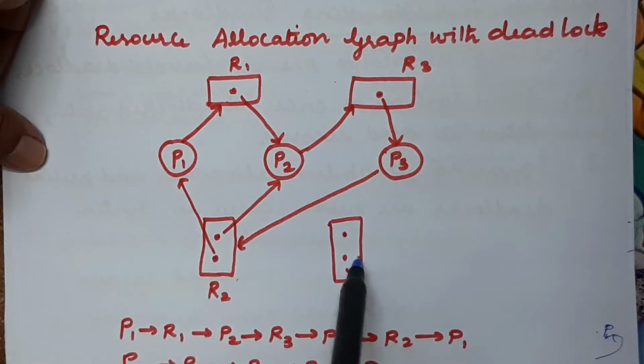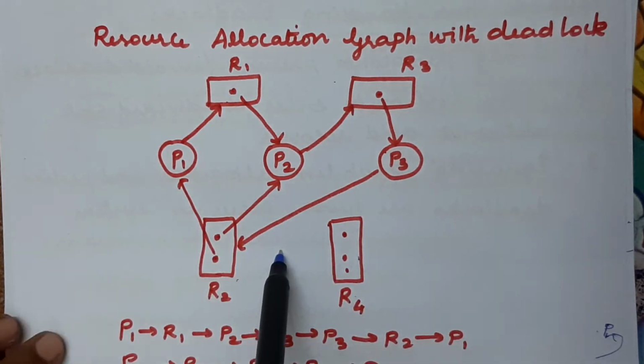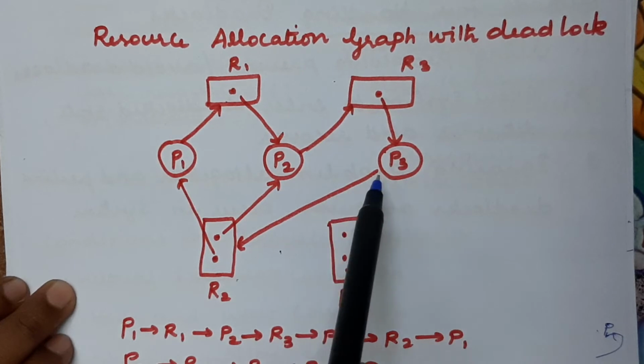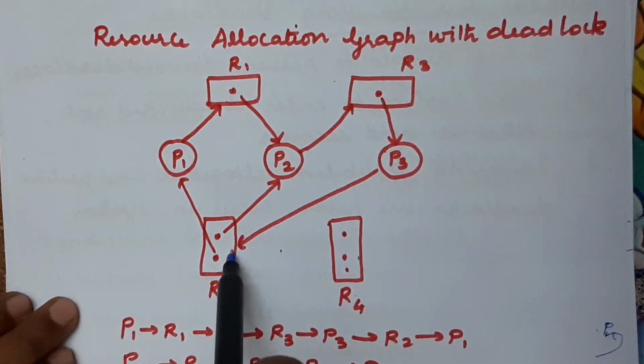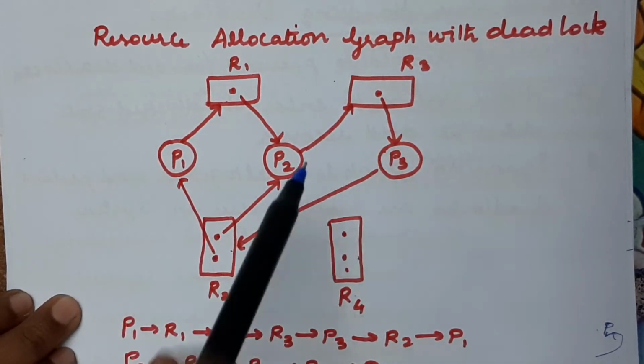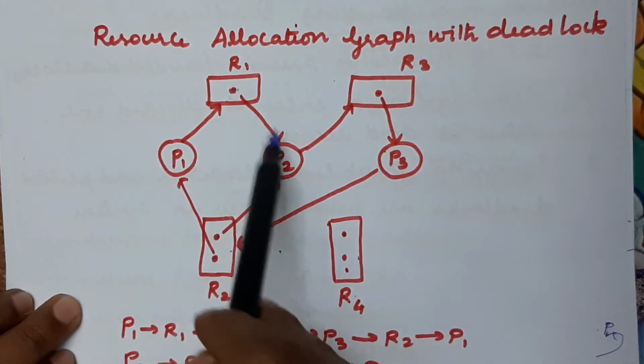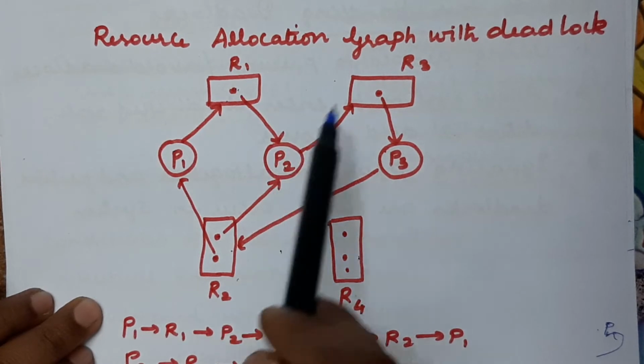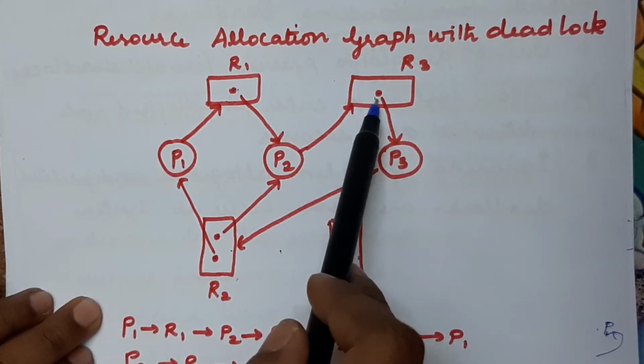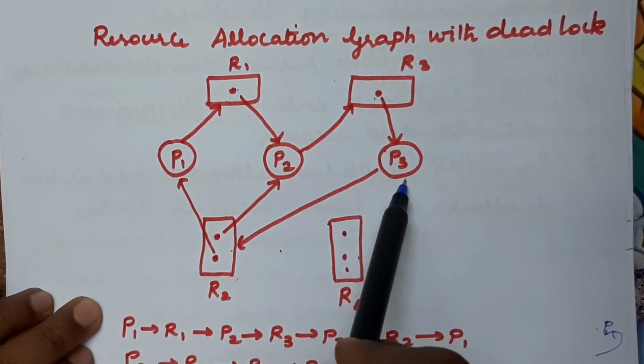So it is very similar to the previous graph, but the only difference is we have one more edge from P3 to R2, which is not available in the previous graph. So if you look at this, what happens here? P1 is requesting R1, and R1 is already allocated to P2. P2 is requesting R3, and it has been already allocated to P3.